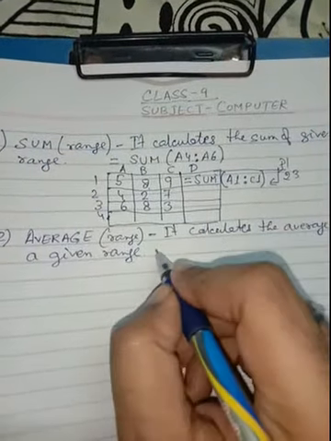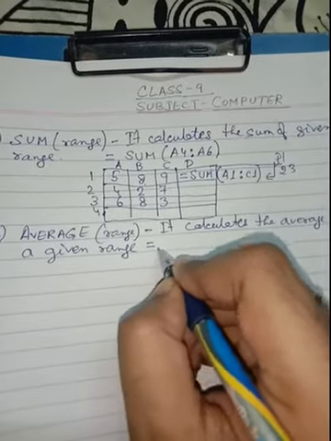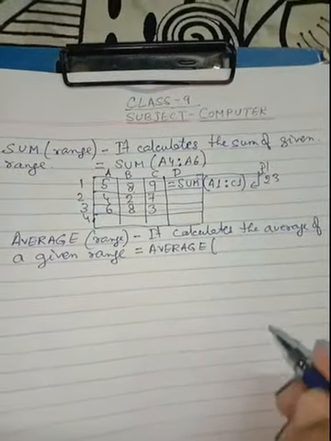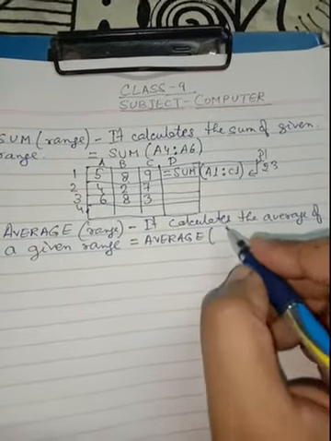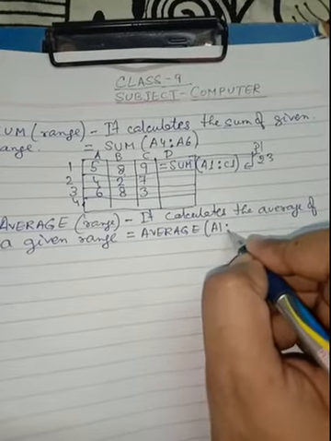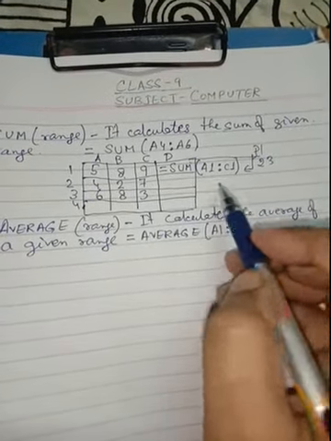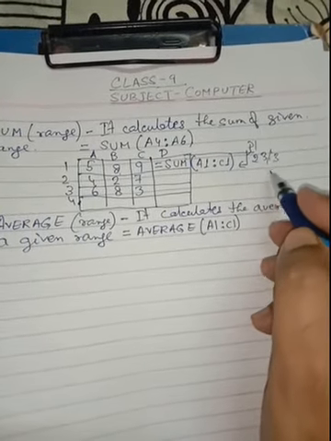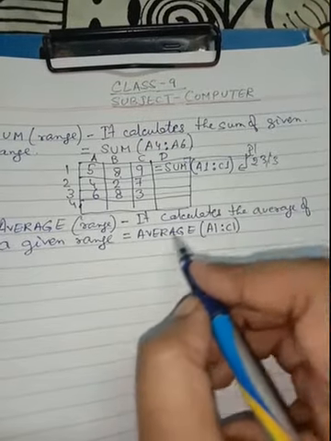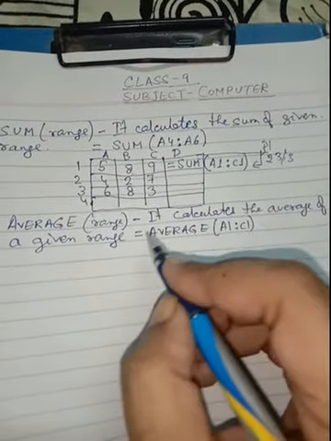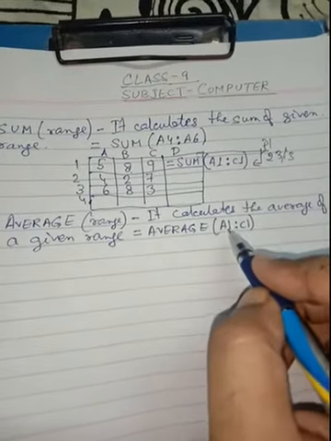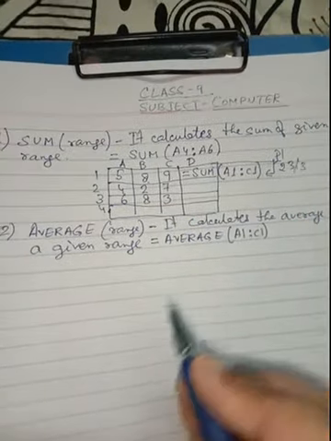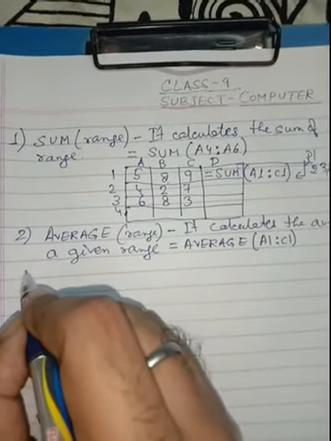Now how do we write the average? Always begin with equal sign, write the function name average, and then write the range over here. Like suppose I have written A1 to C1. So the average will be 23 divided by 3, and whatever the answer comes, that will be available in D1. So this is the method of finding the average. Whenever we write the average and the range, the average will be automatically calculated and available in the particular range.